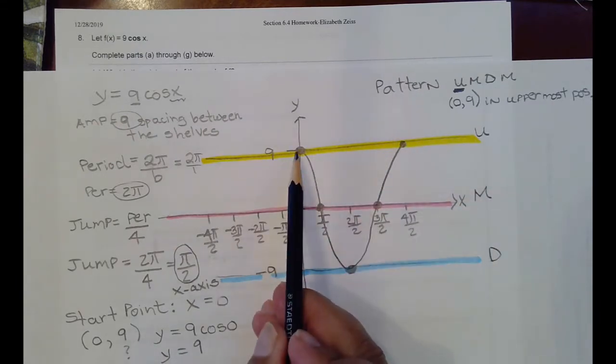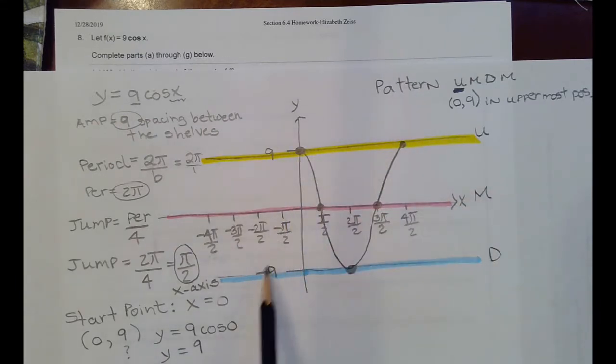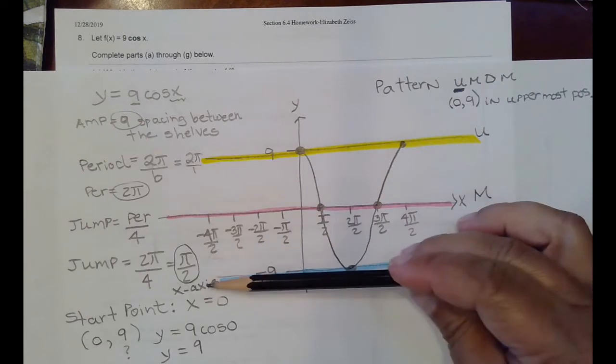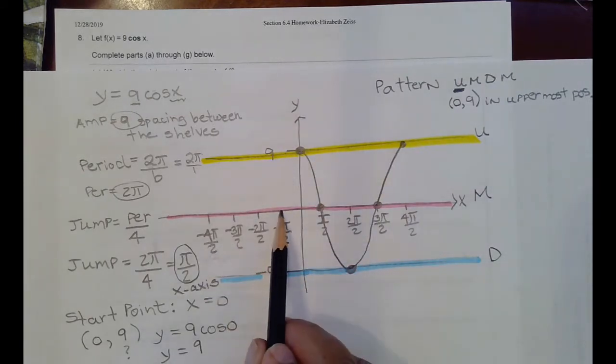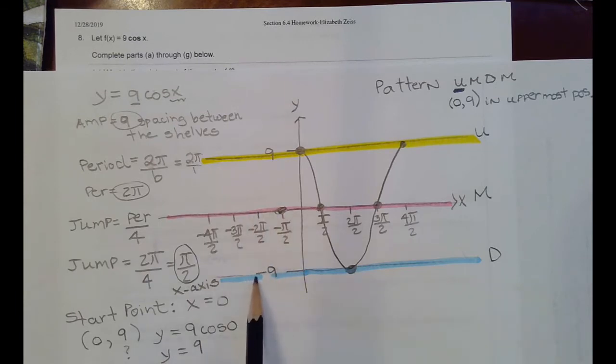Because look here, you were on your way down, but you're as low as you can get, so you have to start coming up. Slide over pi over 2, start coming up. Now you're up at the middle. Slide over pi over 2, go all the way up. Okay, this is your first graph by pattern.